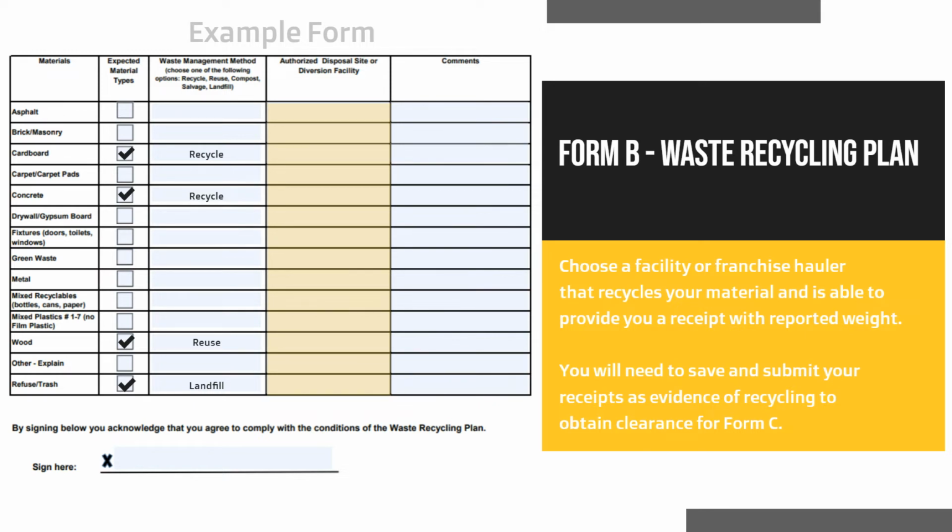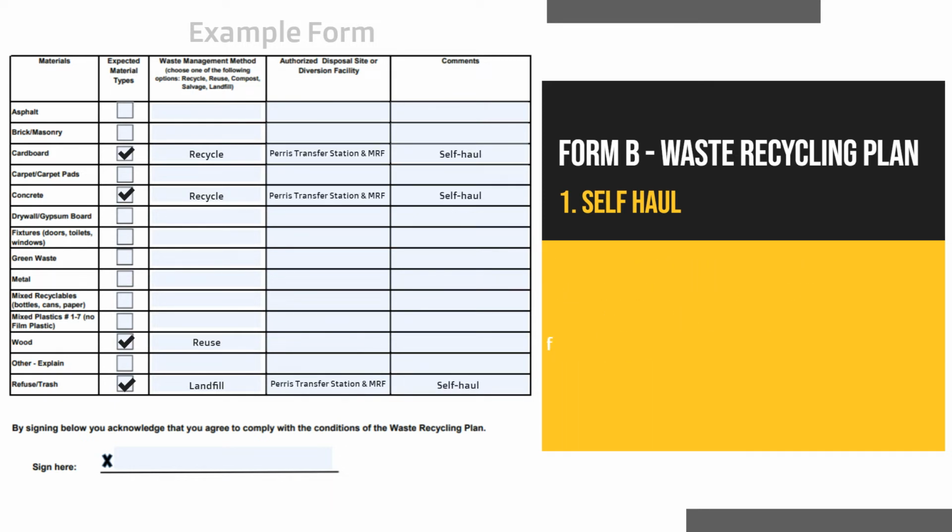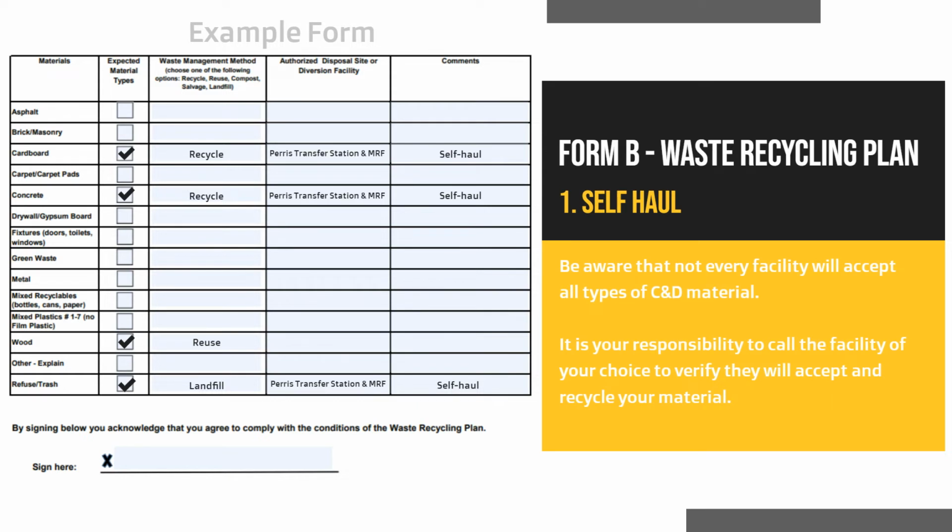For this section, you, the applicant, or the project/general contractor have a few options. One option is to self-haul all your material, including trash, to a diversion facility. When you choose a facility, please write the facility name and city location in the fourth column, and write self-haul in the comments column. Be aware that not every facility will accept all types of C&D material.